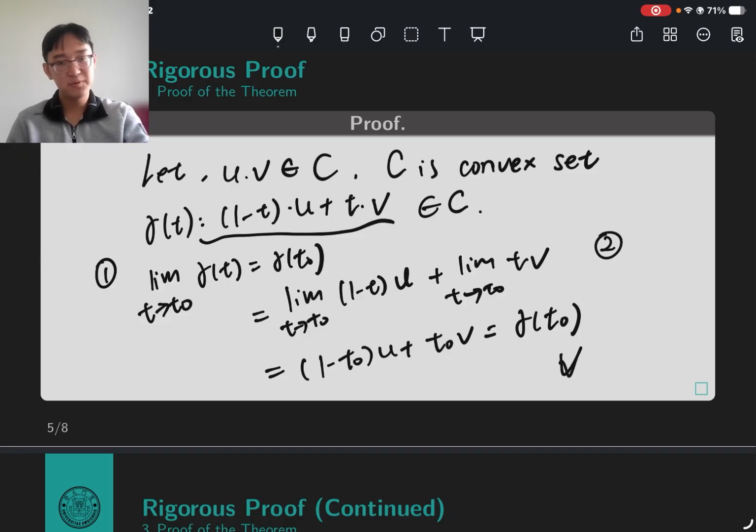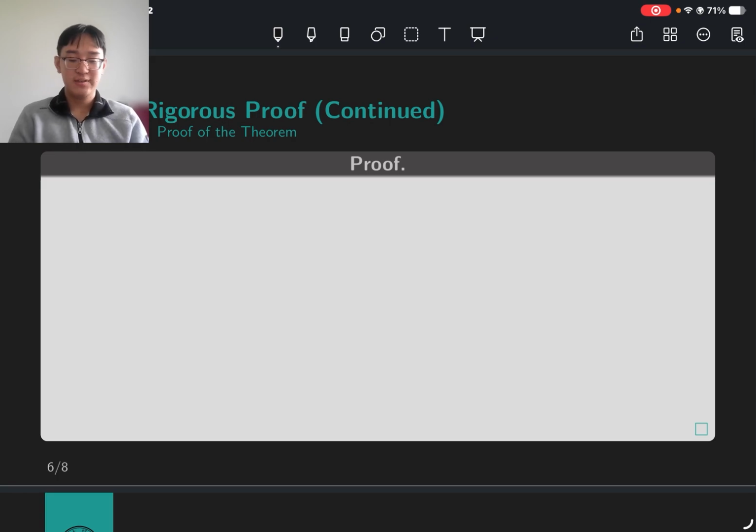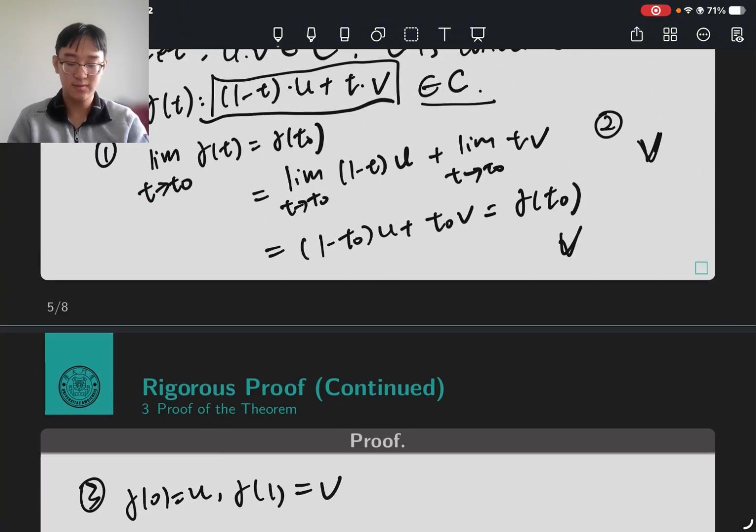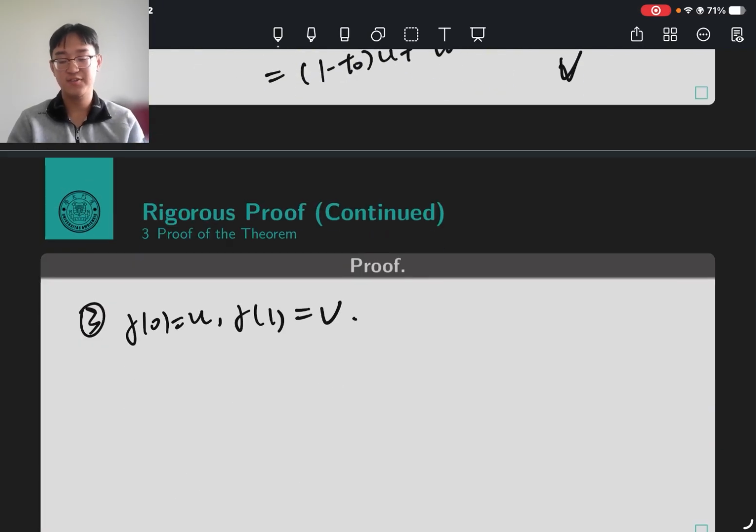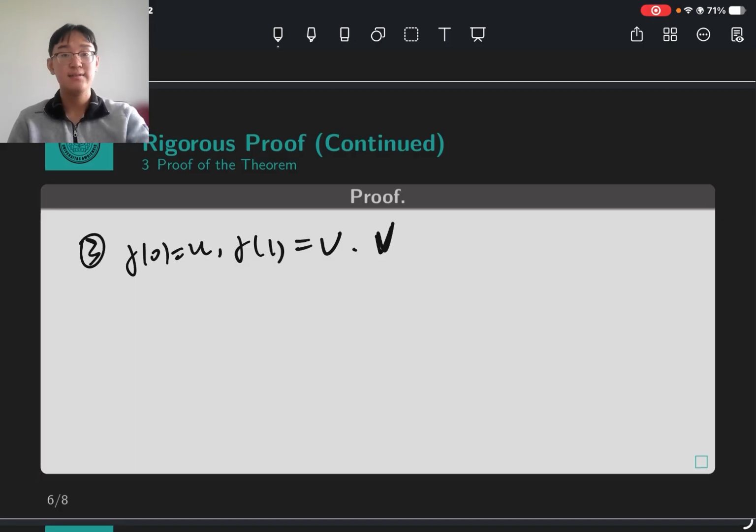Secondly, we need to prove that gamma t is inside the set C. When we used the definition of a convex set, we had already shown that the whole function is inside C, so the second requirement is also satisfied. The third requirement is that gamma 0 equals u and gamma 1 equals v. We just plug 0 and 1 into the function, and it is exactly that gamma 0 is u and gamma 1 is v. So the third requirement is also satisfied. We have proved that all three requirements are correct.